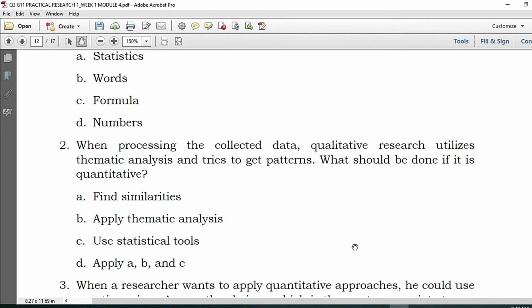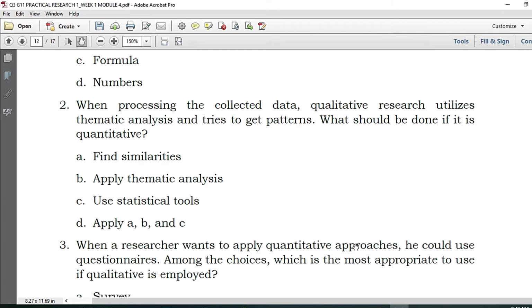Okay, number 2. When processing the collected data, qualitative research utilizes thematic analysis and tries to get patterns. What should be done if it is quantitative? A. Find similarities. B. Apply thematic analysis. C. Use statistical tools. D. Apply A, B, and C. Okay, the correct answer is letter C. Use statistical tools.